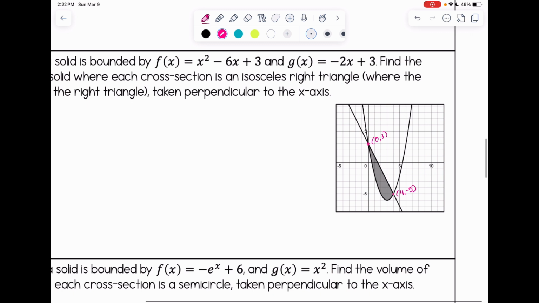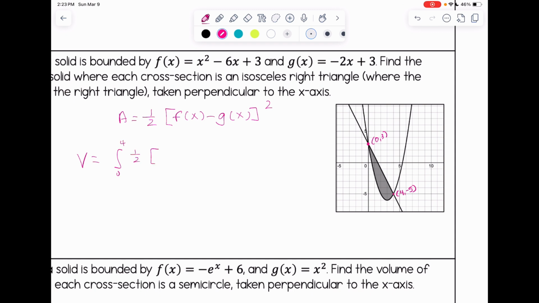So let's just review the area of an isosceles right triangle. We talked about earlier in the video that that's 1/2 times f of x minus g of x squared. Now we're going to plug that into the definite integral from 0 to 4. And we can see here that my upper function is the line, so -2x plus 3. My lower function is the parabola, so x squared minus 6x plus 3. And that's going to be squared dx.